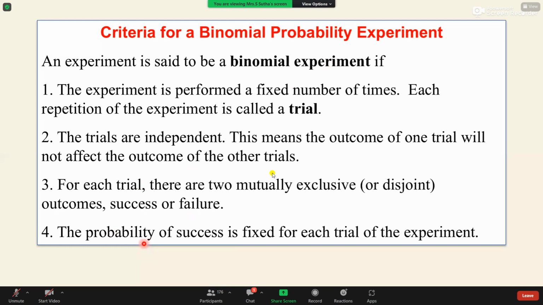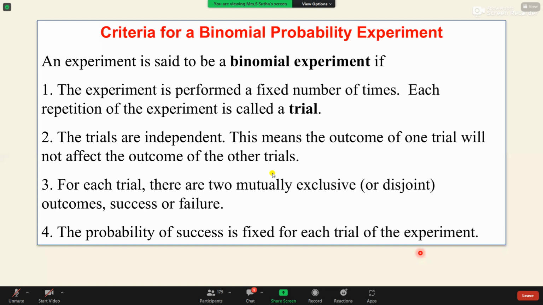Right? So the probability of success is fixed for each trial of the experiment. If we define an outcome as a success, then the probability of getting that outcome is fixed for each trial. For each and every trial, the probability of success is the same. So getting a tail is a half.